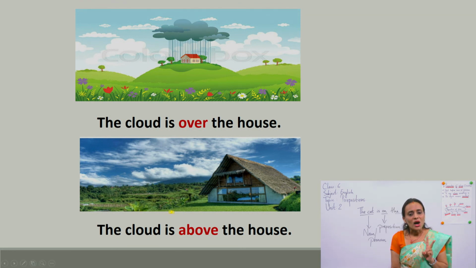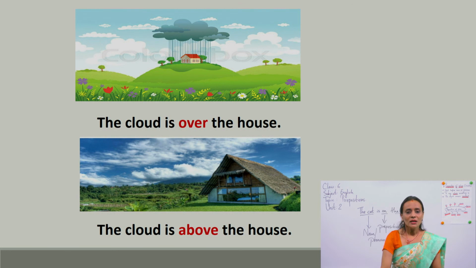But the cloud is above the house because the clouds are scattered and it's not directly over the house. It's not directly. So we are using above here. Over means directly covering, above means not directly covering, but both of them mean higher than.